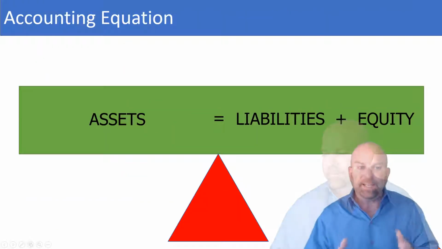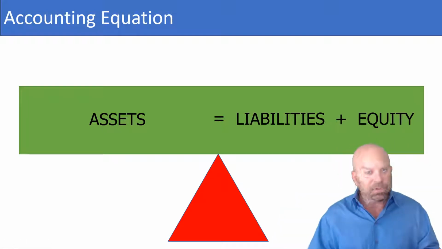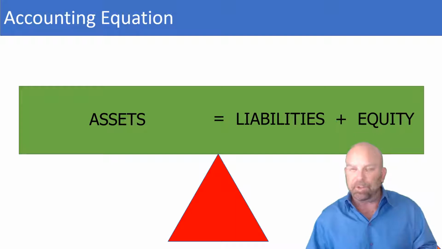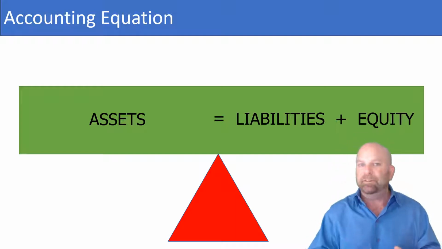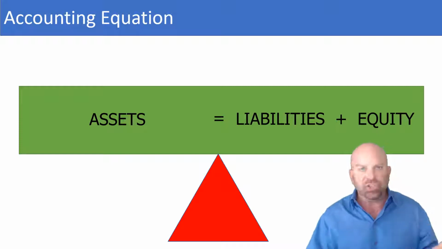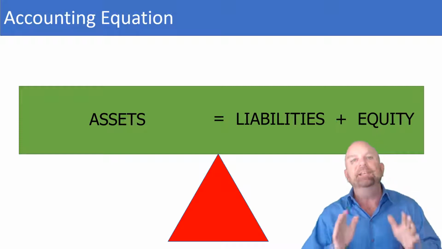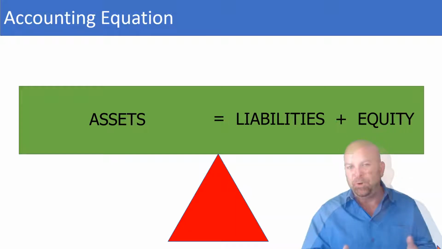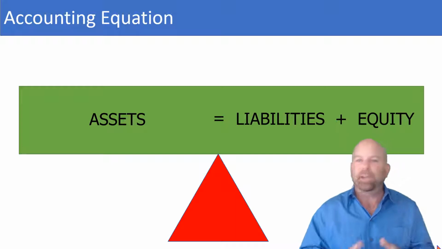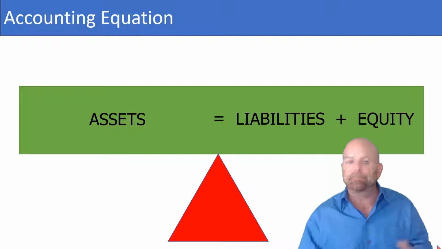So the basic accounting equation is assets equals liability plus equity. I think of this like a piece of playground equipment. Seriously, like a seesaw, a teeter-totter that always must be in balance. So these three items, assets, liabilities, and equity, are referred to as account types.